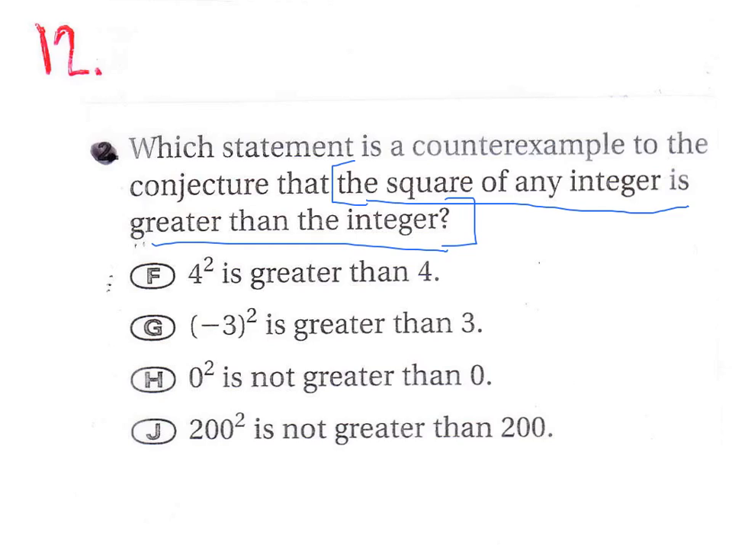Is it F? 4 squared is greater than 4? Is it G? Negative 3 squared is greater than 3? Is it H? 0 squared is not greater than 0? Or is it J? 200 squared is not greater than 200?